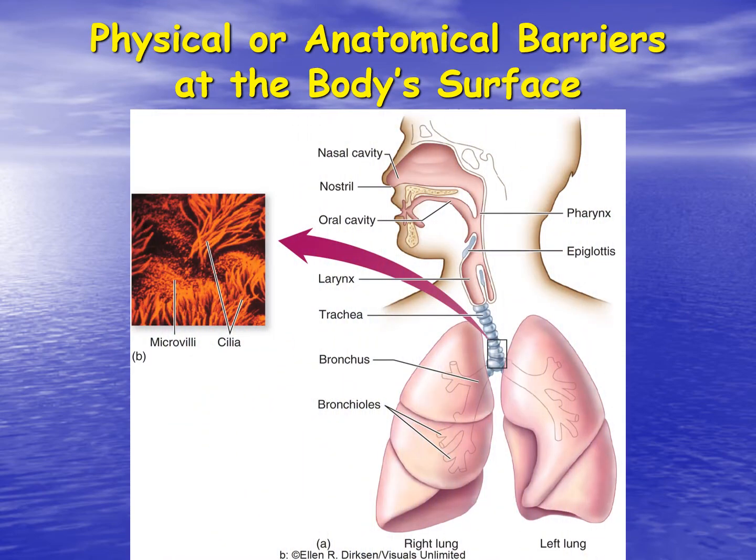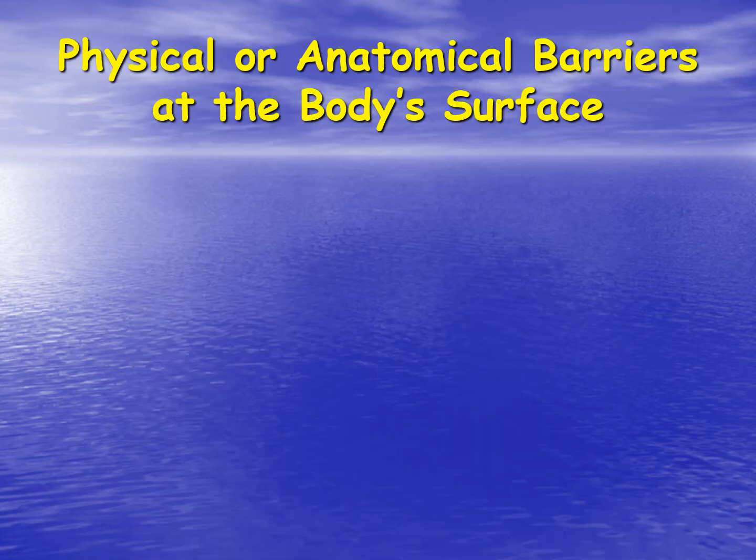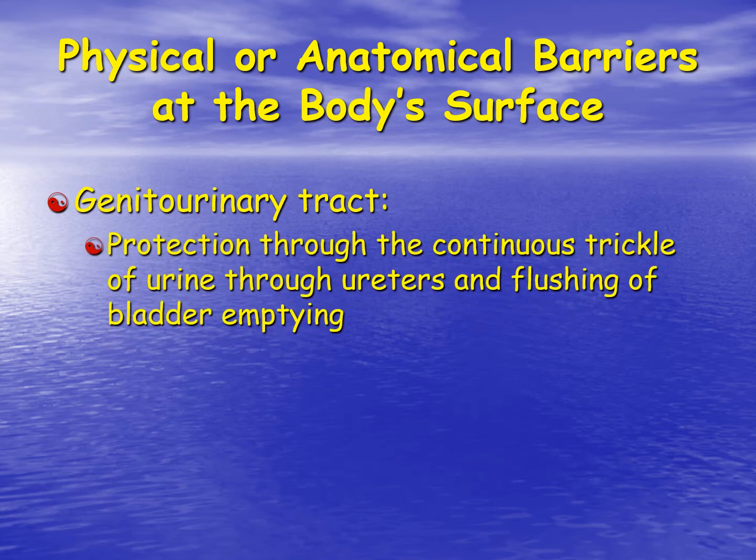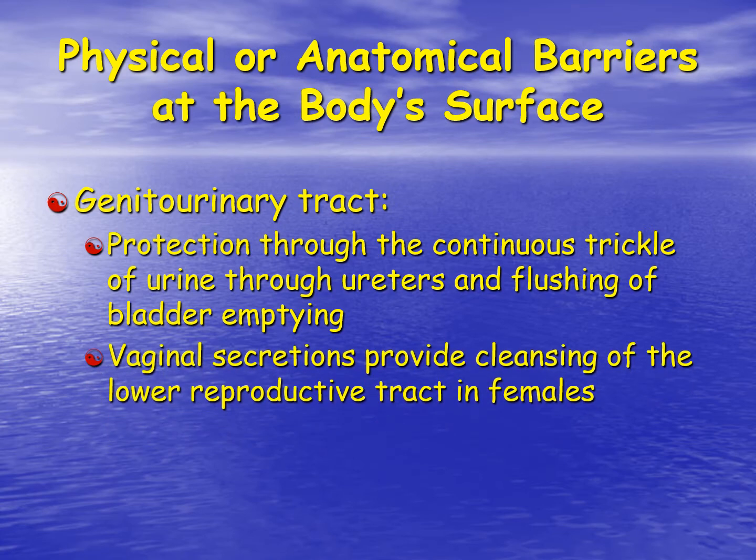So here you can actually see the cilia that are lining the surface of the epithelial cells lining the trachea and the primary bronchi. The genitourinary tract, this protection here is primarily through the continuous trickle of urine through the ureters and the urethra and the flushing of the bladder emptying. Vaginal secretions provide cleansing of the lower reproductive tract in the females.